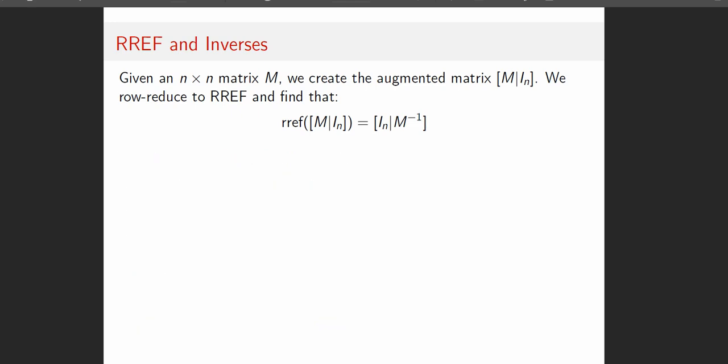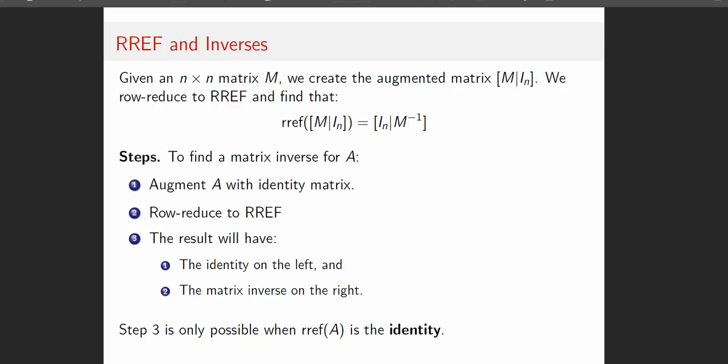Let me just run back up to the steps, right? So you augment whatever matrix you're trying to find the inverse of with the identity matrix of the correct size. You row reduce, and if the left-hand side row reduces to the identity matrix, then the right-hand side is the matrix inverse that we were looking for. So it's just a straightforward application of row reduction.